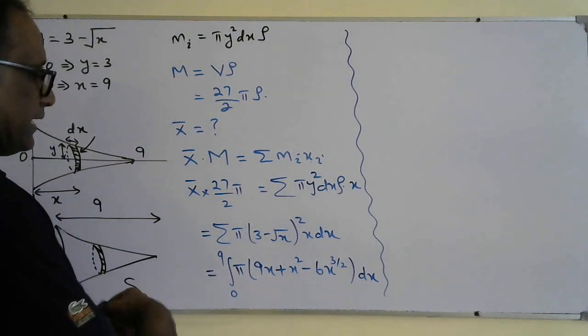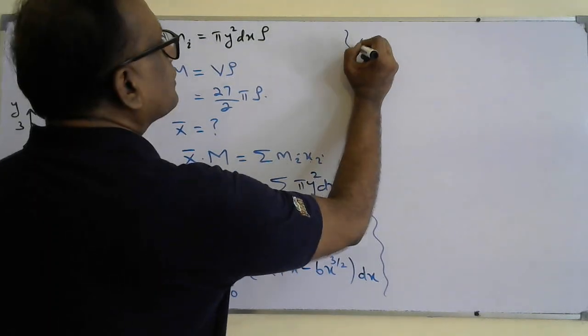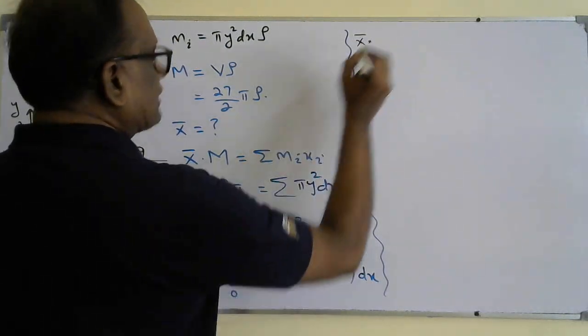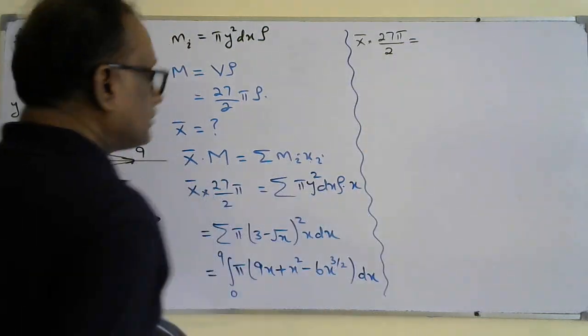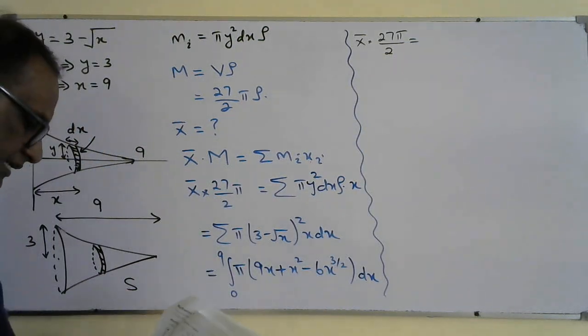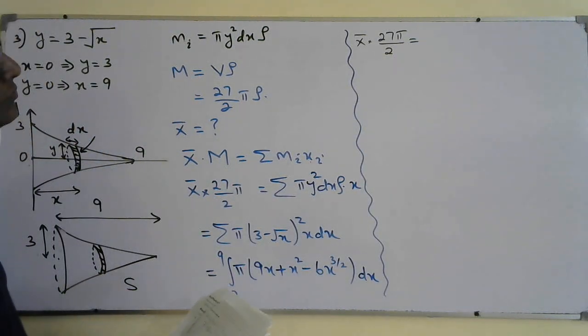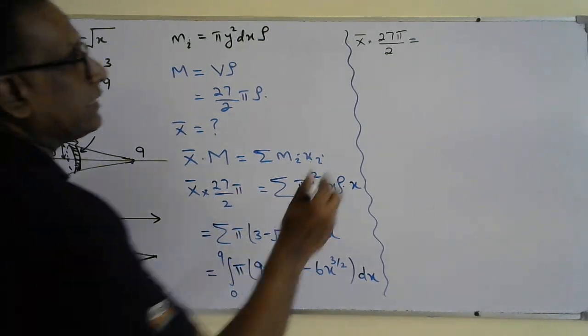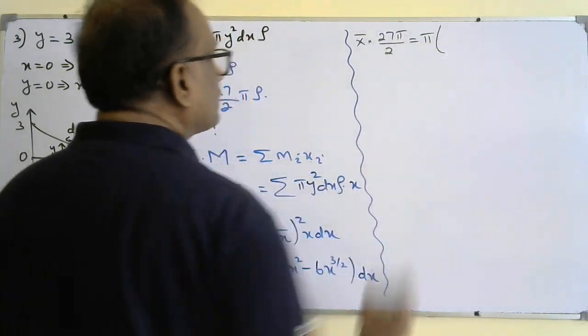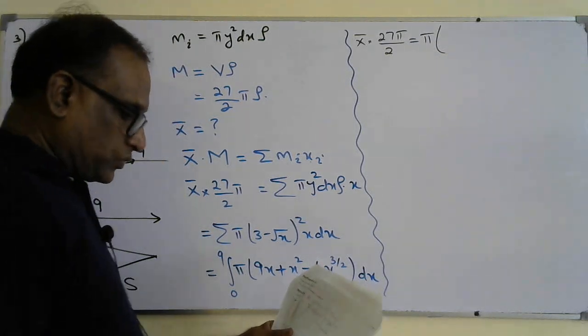When you solve, you will get x bar into 27 pi by 2 is equal to, that's on the left side. Right side you will get it. So both sides, this pi and this pi also will get cancelled, doesn't matter, we'll write it. So okay, pi within bracket, it's going to be 9x squared by 2.